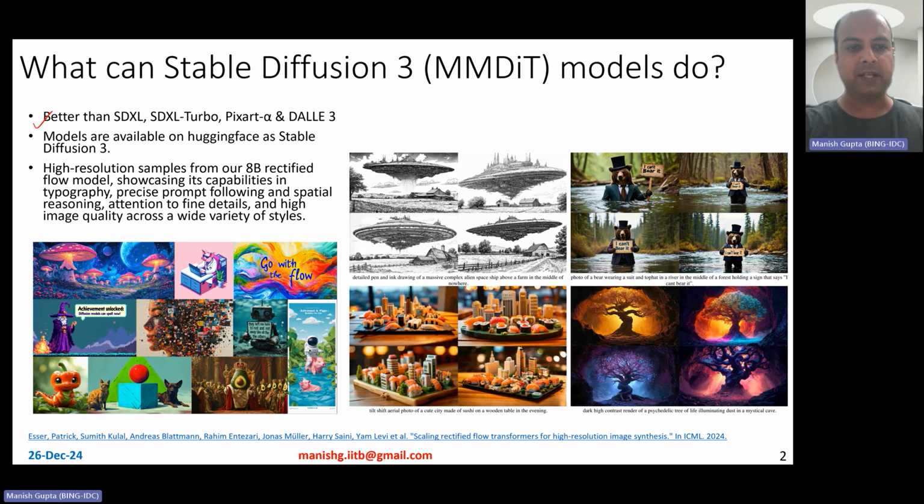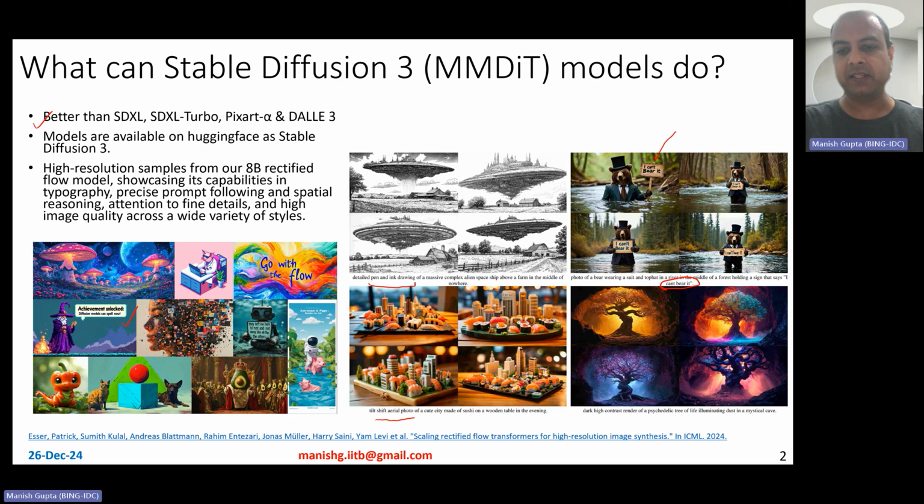So the spelling mistakes in the text that is printed are very small. So you can basically ask it to generate a particular text in the image, precise prompt following. So if you say it should be a pen and ink drawing, it leads to a pen and ink drawing. You could tell it tilt, shift, aerial photo, and so on. So basically it shows very good prompt following and spatial reasoning.